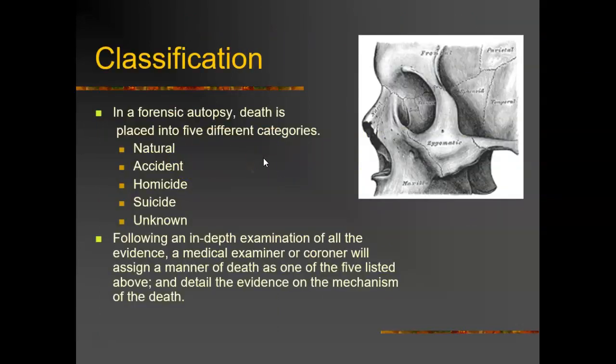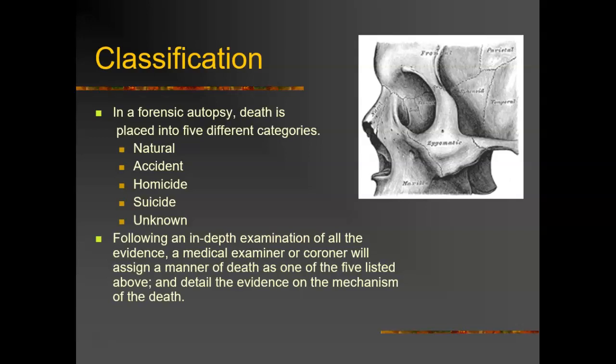In forensic autopsy, death is placed into 5 different categories. Natural would be something that would naturally happen to a person: old age, heart attack, stroke, any of those things that would be a natural cause of death, not caused by anything outside. There's accident, so that could be a car accident, that could be anything. It could be something falling off of a high building and hitting somebody. Anything that happened accidentally. Homicide is when one person kills another person, either intentionally or unintentionally. That's where we get into the different degrees of homicide.